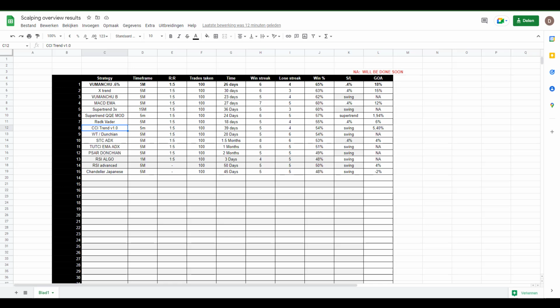So first things first, let's take a look at how the CCI trend V1 performed against the other strategies. So it was placed at number 8. It was traded at a 5-minute time frame. The risk reward for this strategy was 1.5. The trades that I took were 100, and the time it took to take all these 100 trades was 39 days. The highest win streak with this trend indicator was 5, and the most consecutive losses in a row were 4. The win rate was 54%, and the stop loss was at the swing high or swing low. The payout was 5.40%, guys.